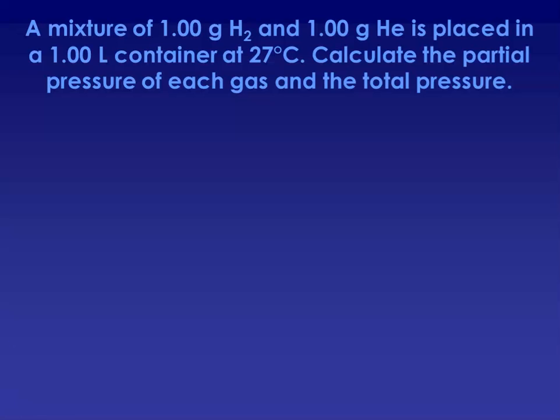So here we have 1 gram of hydrogen and 1 gram of helium. They're placed in a 1-liter container at 27 degrees Celsius. We're going to calculate the partial pressure of each gas as well as the total pressure. To determine the pressure of each gas, we're going to need to determine how many moles of that gas we have present.